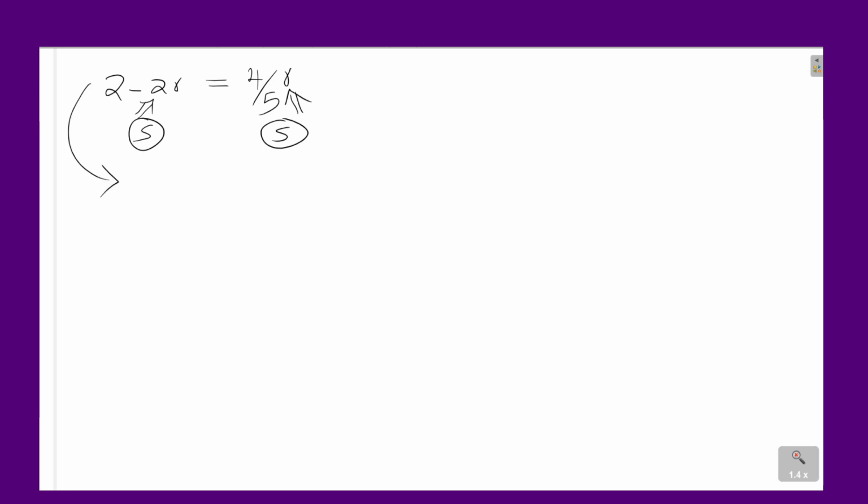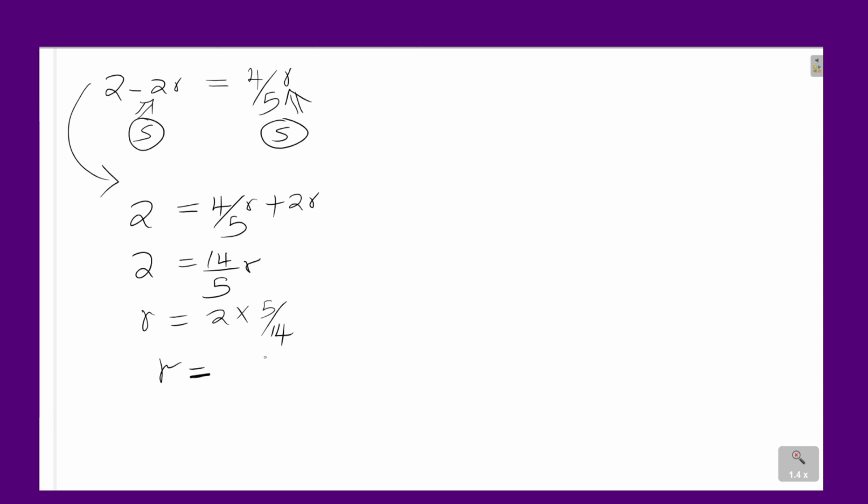So when you do that, bring R to the same side. So you'll have 2 is equals to 4 over 5R plus 2R. So 4 over 5 plus 2, this will give 2 is equals to 14 over 5R, and therefore R will be 2 multiplied by 5 over 14, and therefore R will be given by 5 over 7. So that is how you get R.